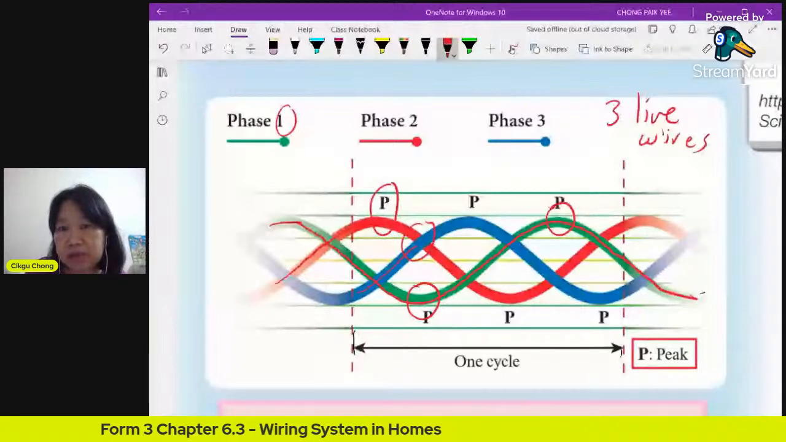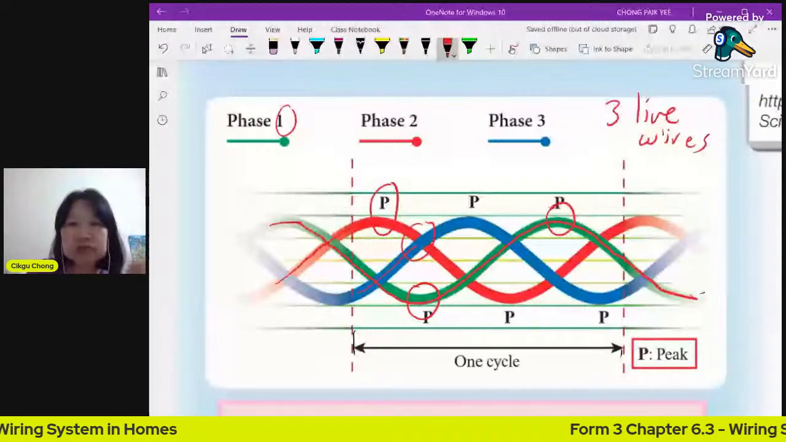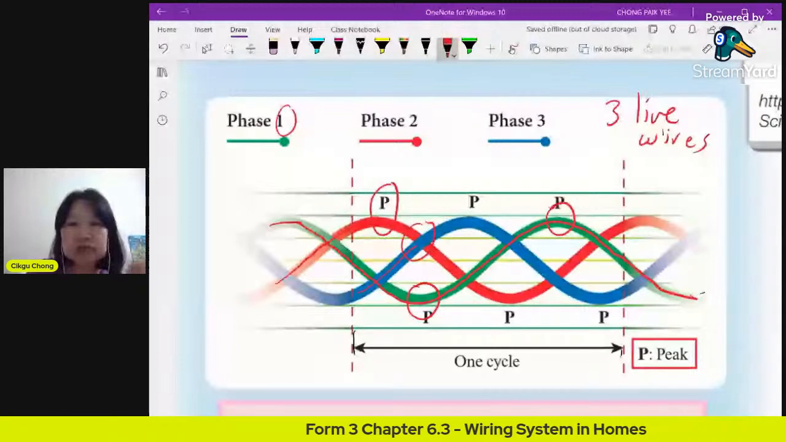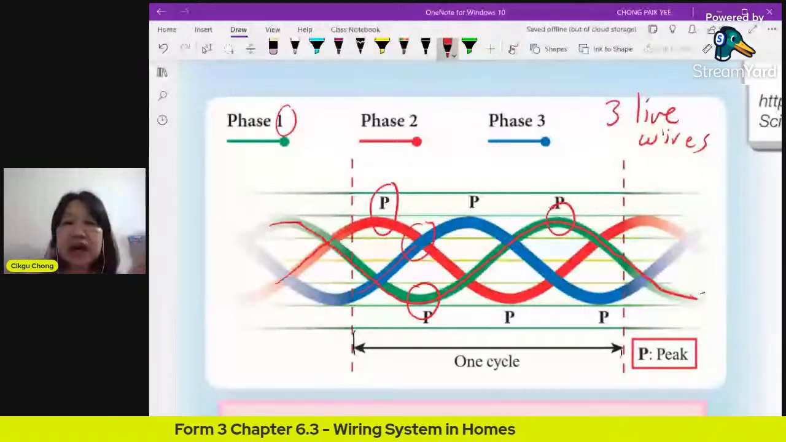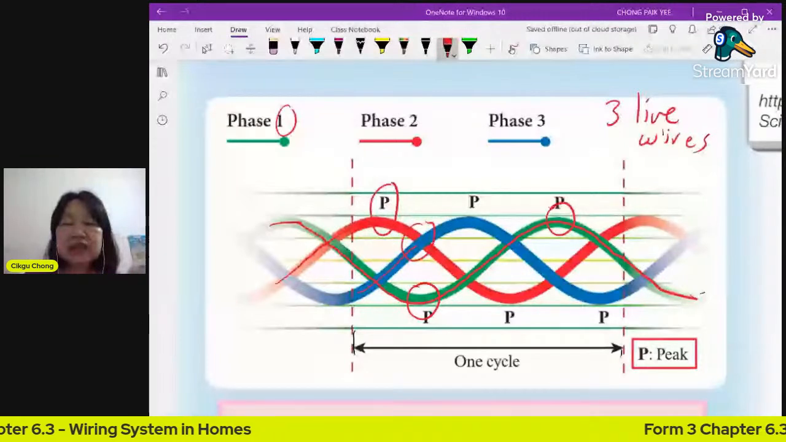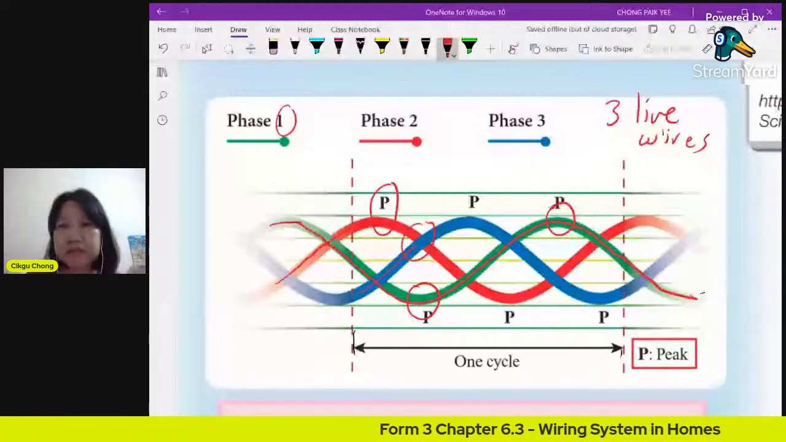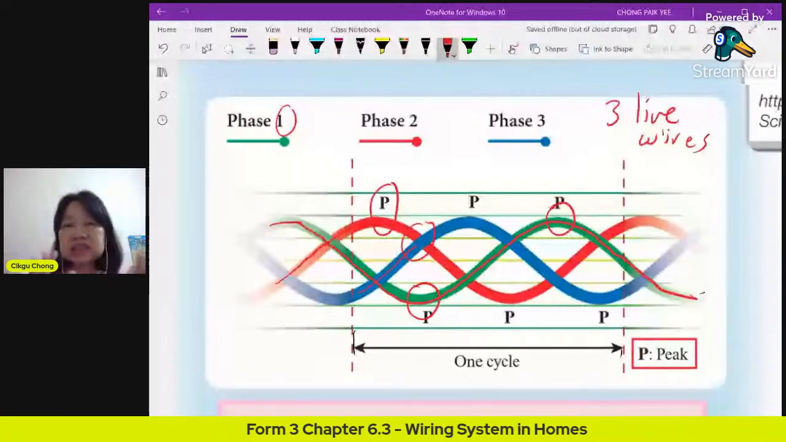So it has got ups and downs, but it's not at the same time. One is up, the other is down. But when this one is down, the other one is up. So you can see that the electricity that is produced or conveyed or transmitted is more consistent, more stable. And this is important for machinery that requires high voltage or a lot of electricity.